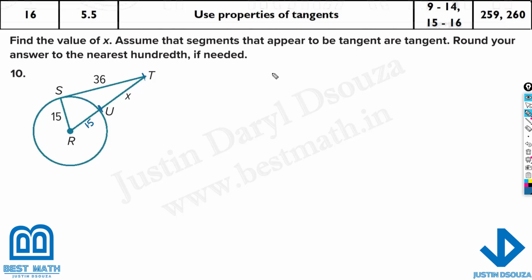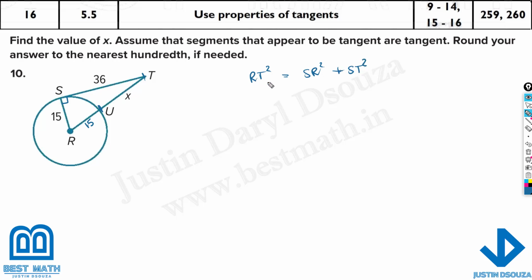Now here, we can write RT squared. Why? Because this is the tangent, isn't it? ST, this is 90 degrees. Opposite to S is RT, that is the hypotenuse. The square of that is equal to SR squared plus ST squared.